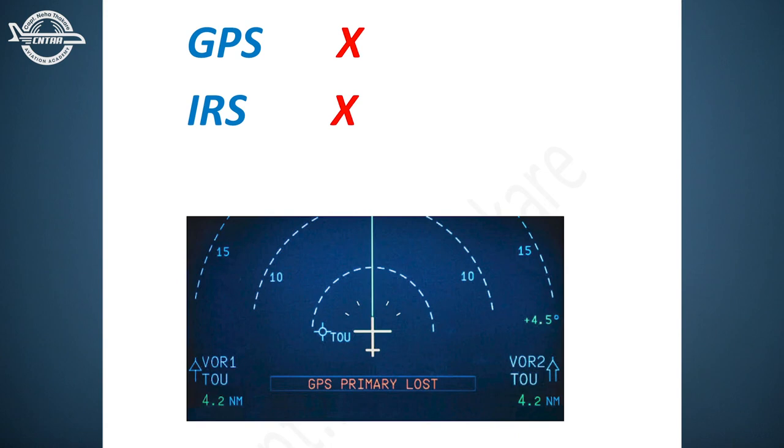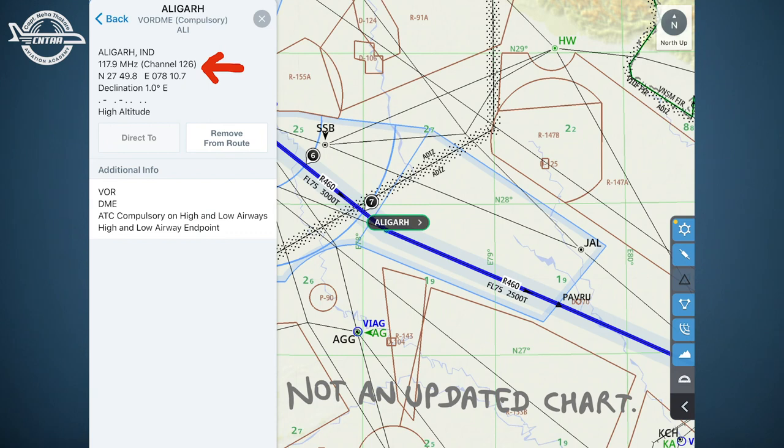If in case the aircraft is not installed with the GPS or IRS, or if in case these equipments are inoperative in the modern aircrafts, then what is the plan B? You must know what you are supposed to do in this case. Let's see how to use these VOR.